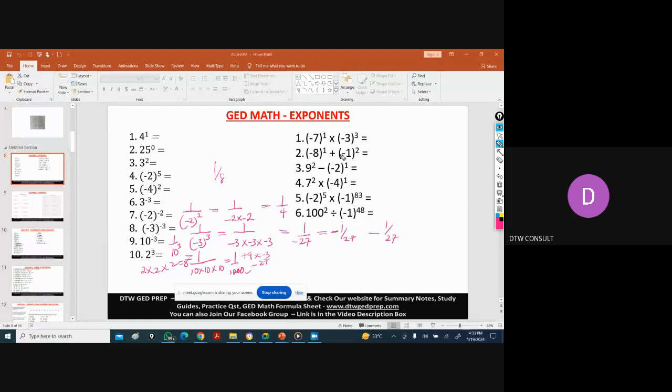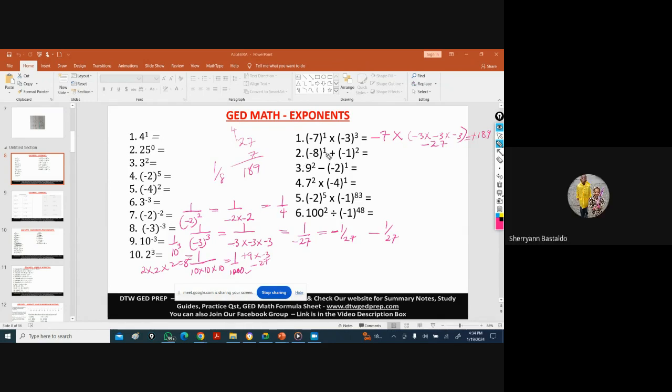Good attempt. Now, when you have things like this, which the GED brings, a lot of exponents come together with negatives, subtraction, multiplication, division, addition. The same rules that you've learned, you would apply here. Let's do the first two together. This is negative 7 raised to the power 1. It will still be negative 7. Then times negative 3 raised to the power 3, so we do negative 3 times negative 3 times negative 3, which gives us a negative 27. Now we do negative 7 times negative 27. It's going to give us a positive 189.